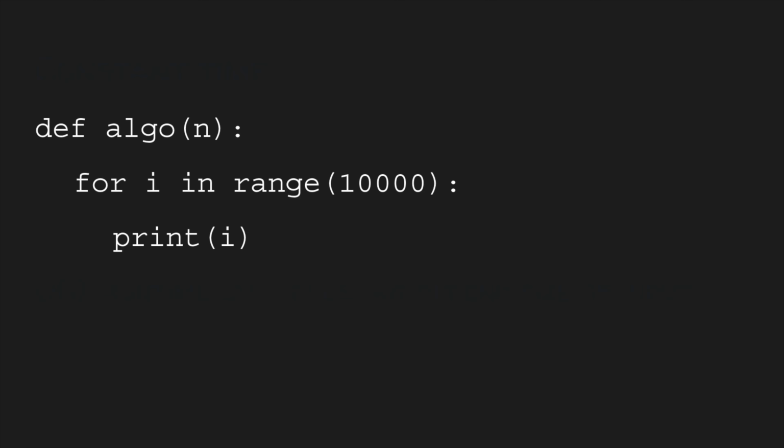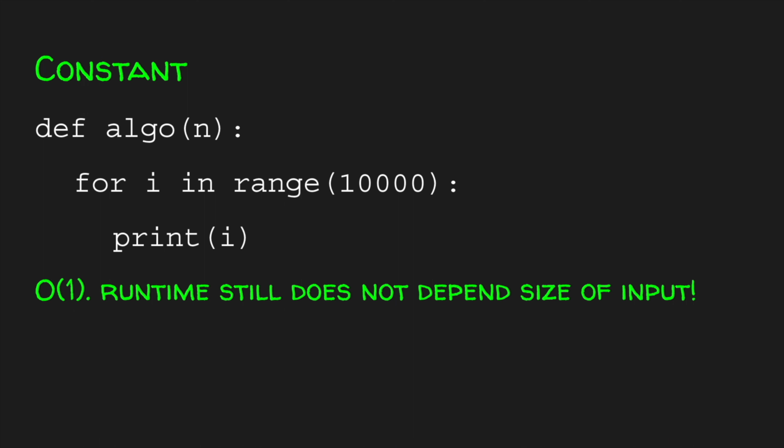Let's say we're given this piece of code. It takes in an input number n, and then it enters a for loop and prints all the numbers from 0 up to 10,000. This function has a constant runtime. Even though 10,000 iterations is a lot, the runtime does not increase as n approaches infinity. In fact, the runtime does not depend on the size of the input at all.